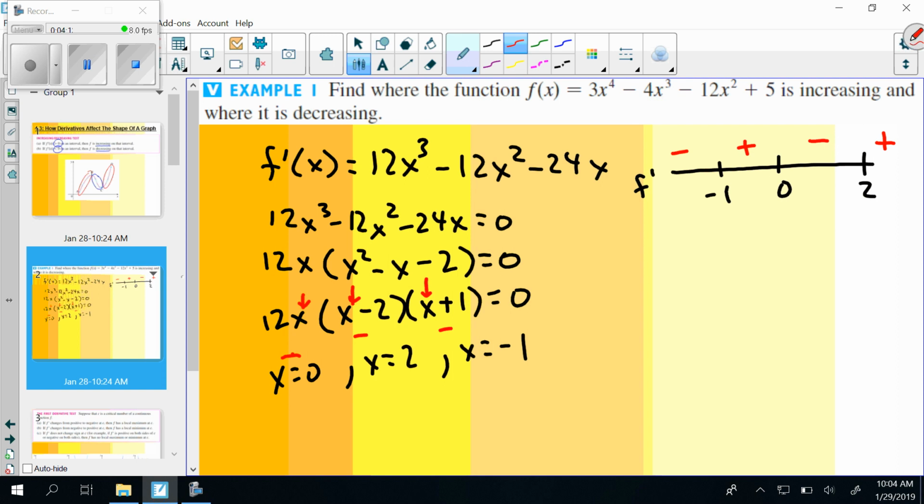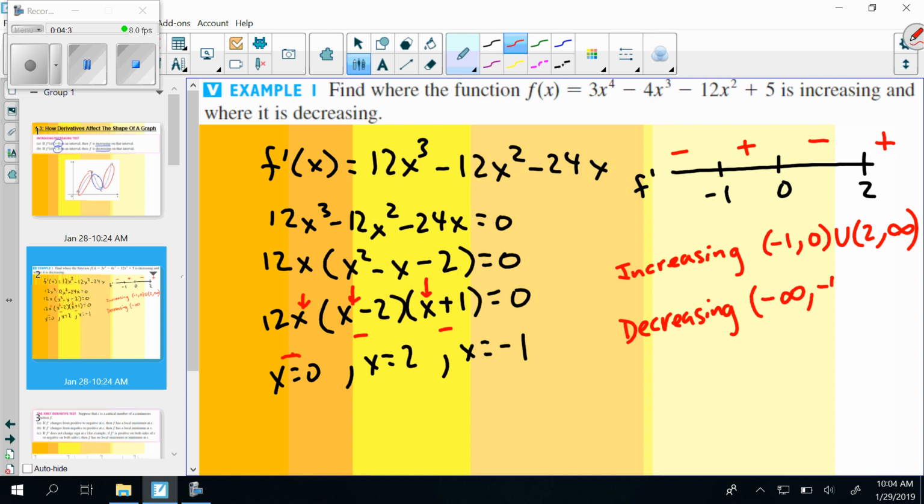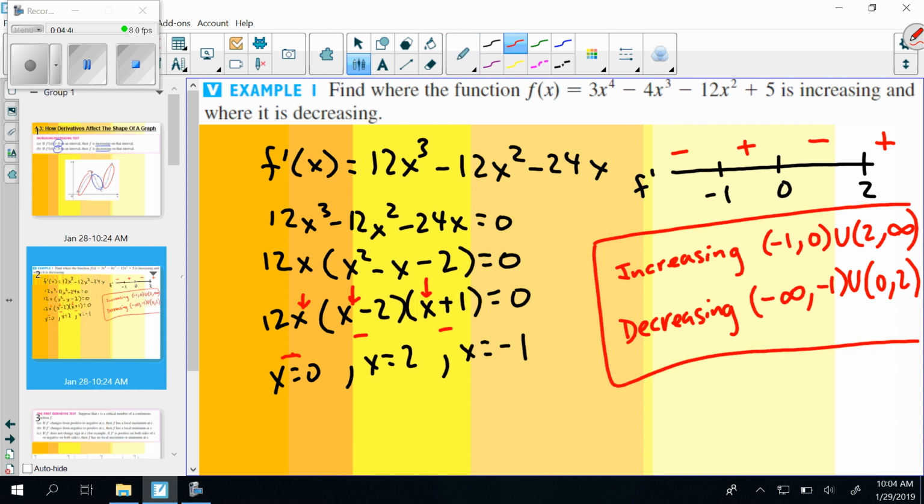So now we know where this is increasing and decreasing. We would say it would be increasing on the intervals from negative 1 to 0, and also 2 on, so 2 to infinity. This would be decreasing on the intervals from negative infinity to negative 1, and also 0 to 2. So that would be the places we now know it's going to be positive and negative.